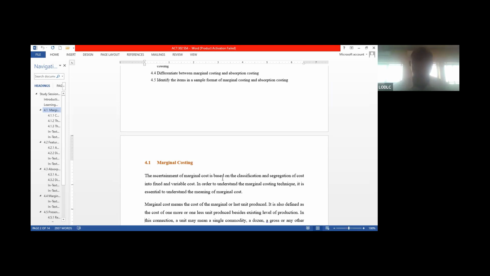What is marginal costing? Anytime you hear the word marginal costing, what is the first thing that comes to your mind? Marginal costing distinguishes between the fixed and variable costs. That's the major thing that you need to know as regards marginal costing.